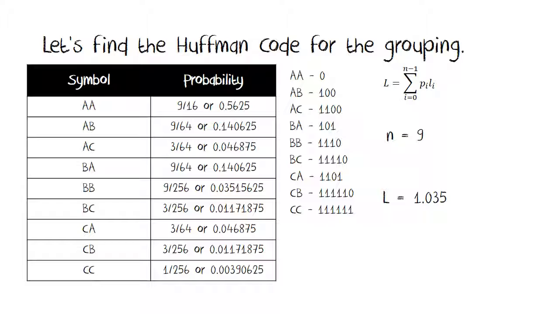This value is much closer to the entropy than the previous code length of 1.25. Here we can see that if we group the symbols together, we'll actually improve the average code length.